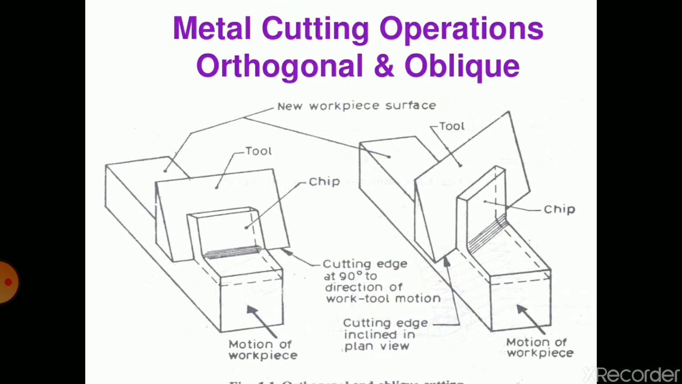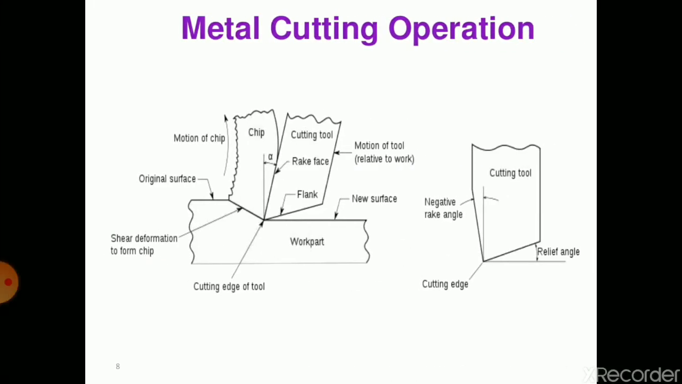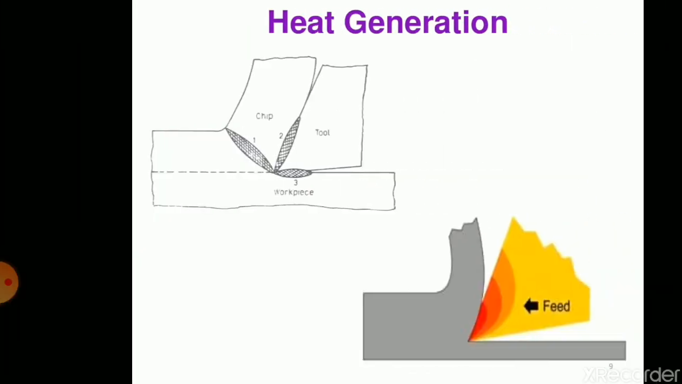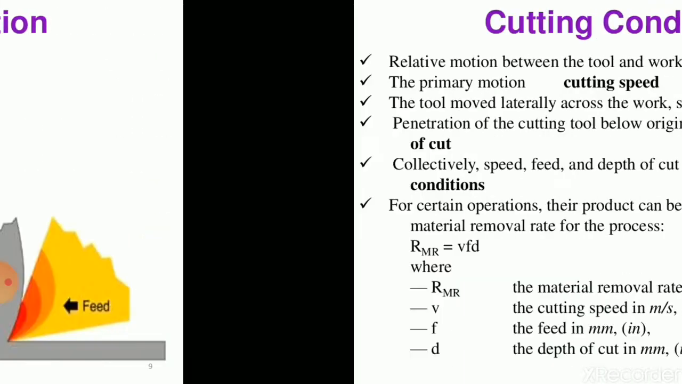These are metal cutting operations. There are two types of cutting, orthogonal and oblique. Again, a side view of the metal cutting operations. This is heat generation during the metal cutting process.